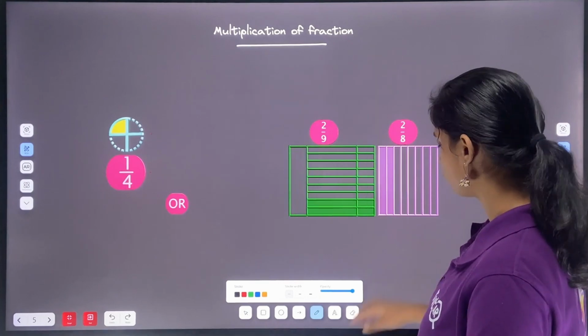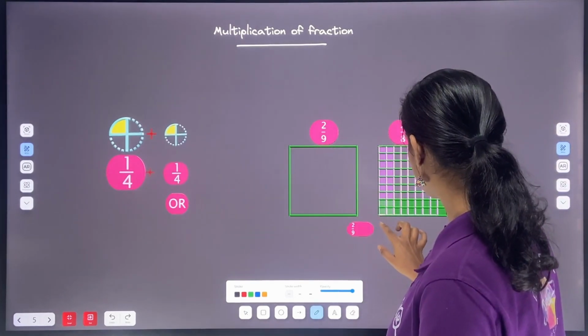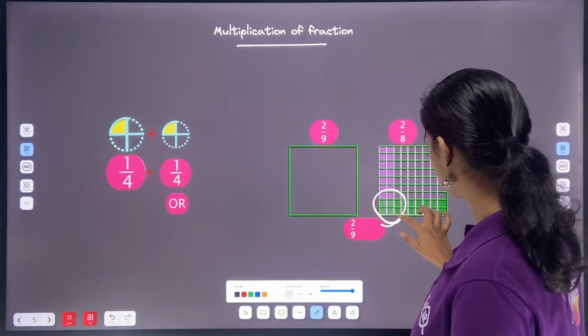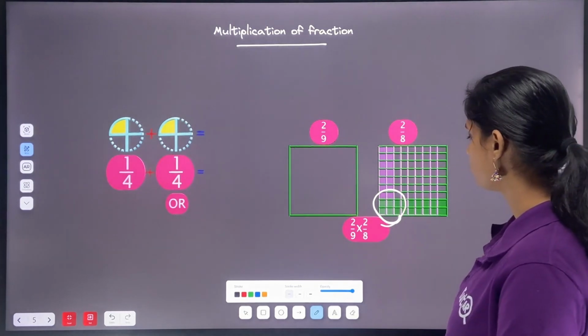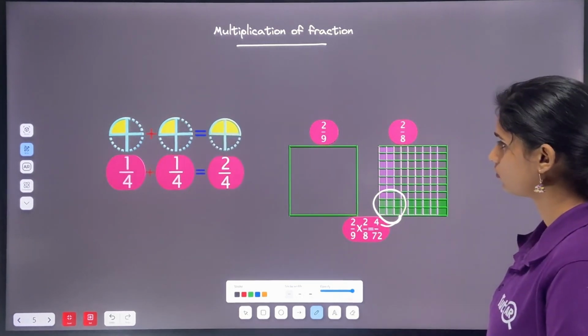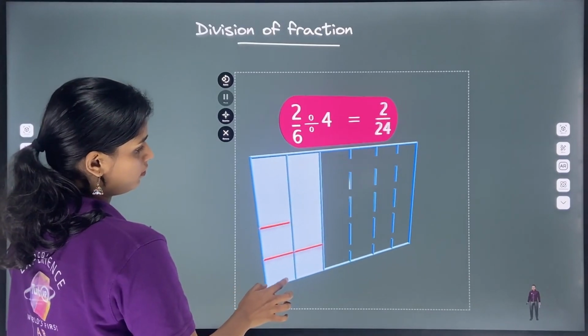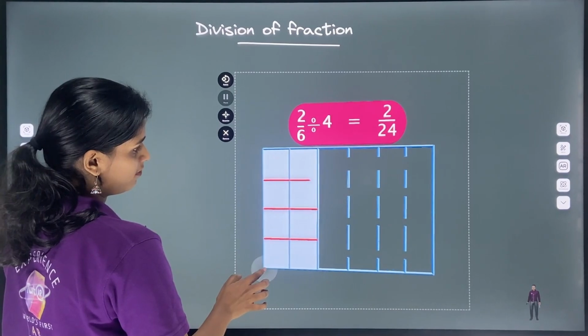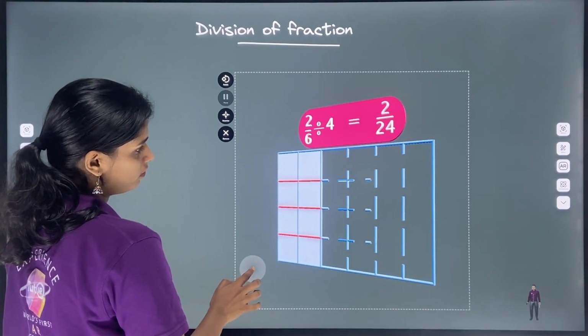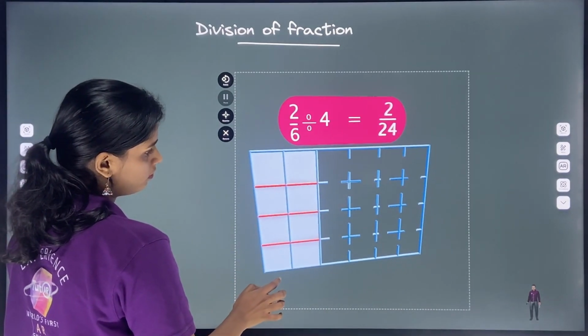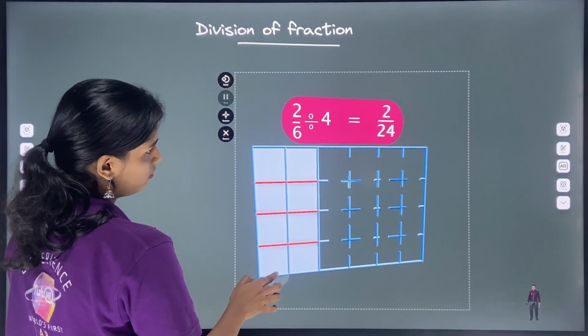Using the multiplication model, demonstrate both fraction by a whole number and fraction by fraction, allowing students to understand why numerators and denominators are multiplied. The division model demonstrates how a fraction is split into equal groups. When 2 by 6 is divided by 4, each shaded part is divided further, giving 2 by 4.